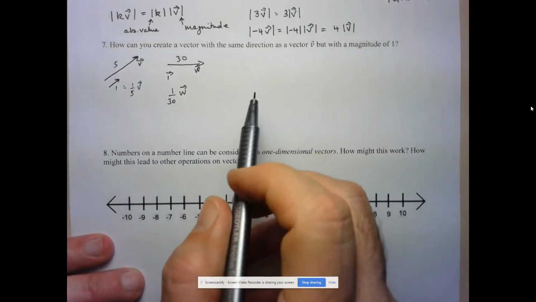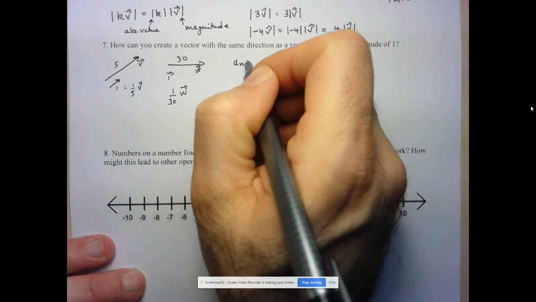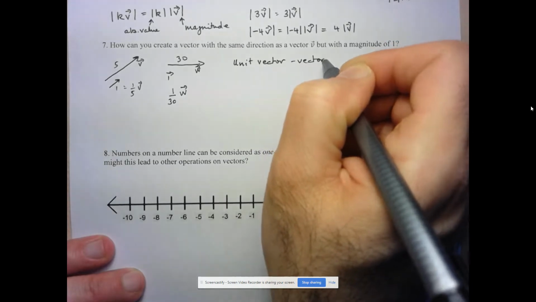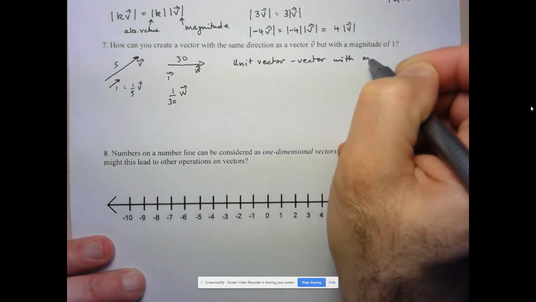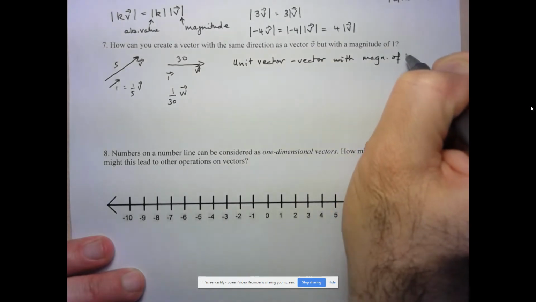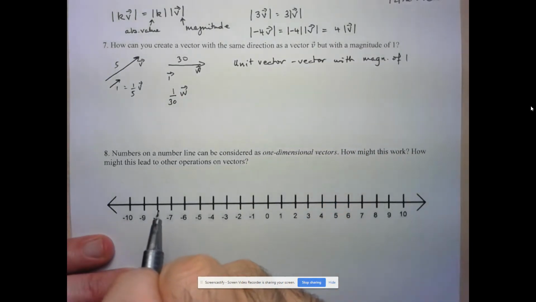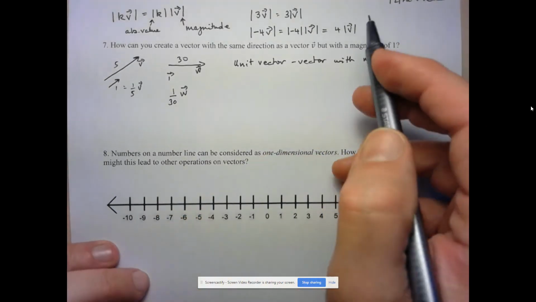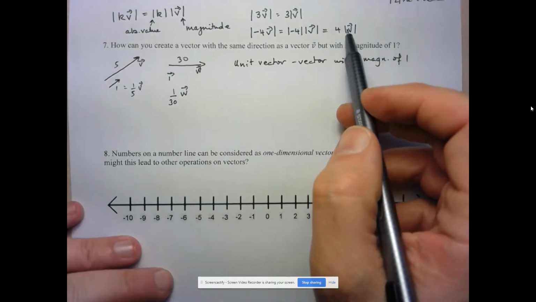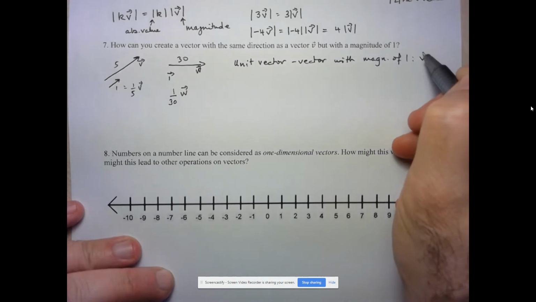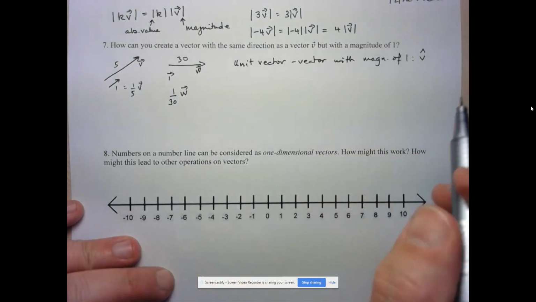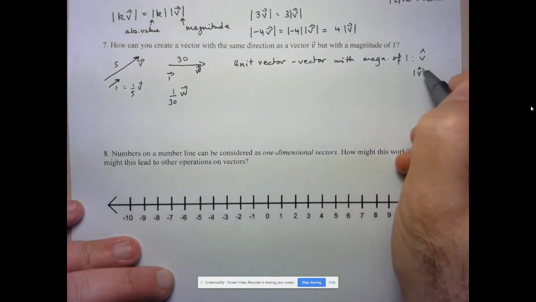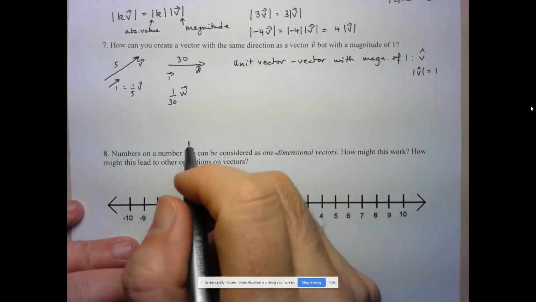This is what we call a unit vector. A unit vector means a vector with magnitude of 1, and it has its own symbol. We're going to see that unit vectors are extremely important for us later on, so we give them their own symbol. Normally we use an arrow to represent a vector; if it's a unit vector, we use a little hat. This represents a vector with magnitude of 1, so the magnitude of this unit vector is always going to be equal to 1.